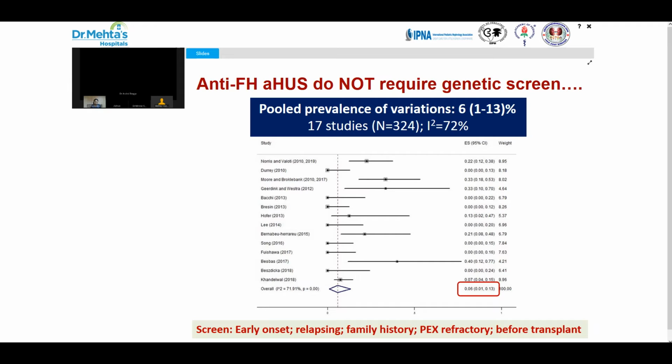I did tell you that 85% would have a deletion of the CFHR1, but that's different. You don't need to look at CFH, CFI, and so on. However, if you've got very early onset of disease, or multiple relapses, or a family history, and so on, then one would typically advise doing genetics.